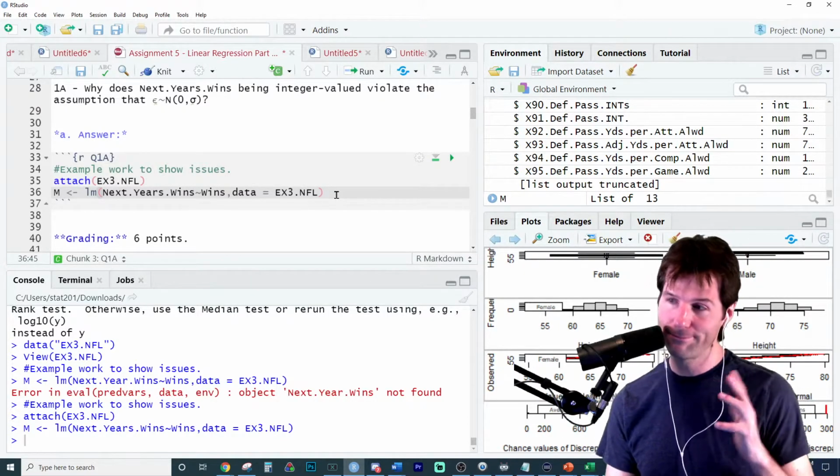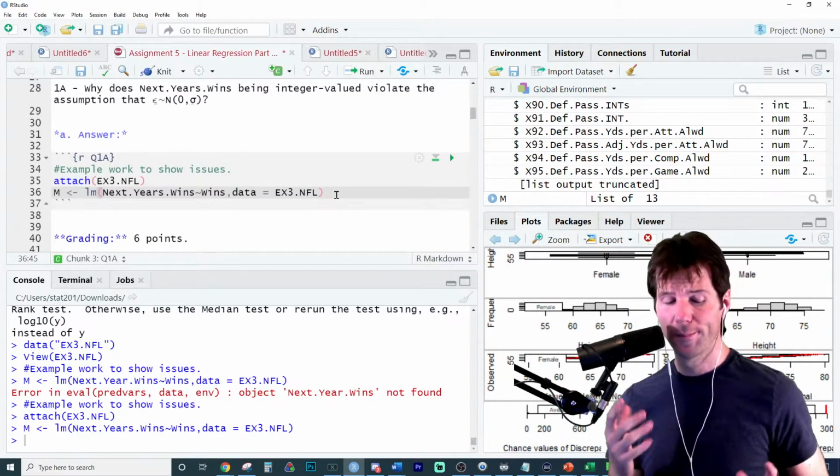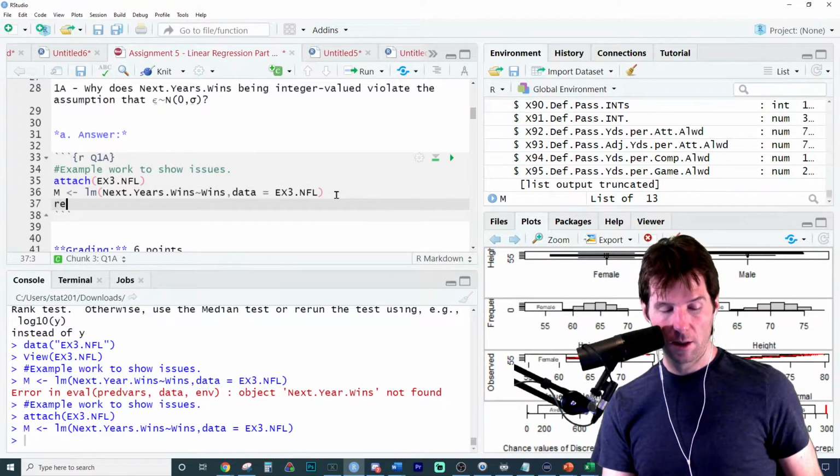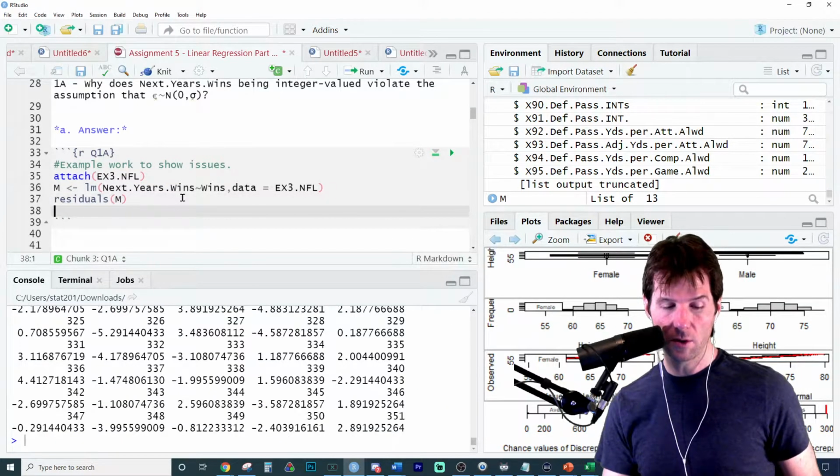Some people don't like doing it because it can create aliases where things are on top of each other with the same name. I don't think it's the end of the world. You can get all your residuals with this. That is the code to get all your residuals.